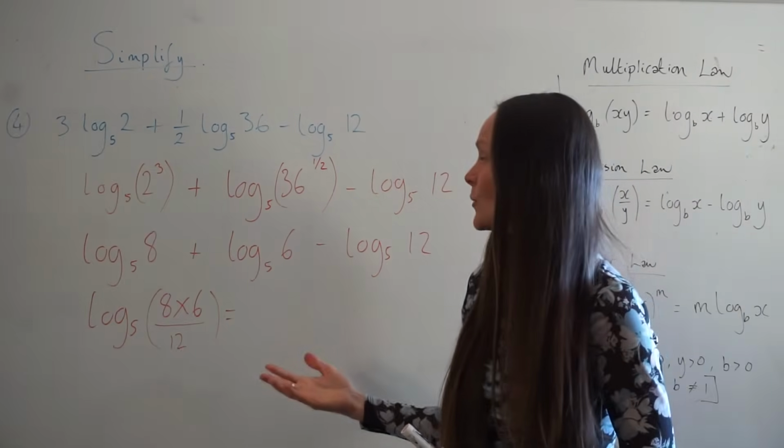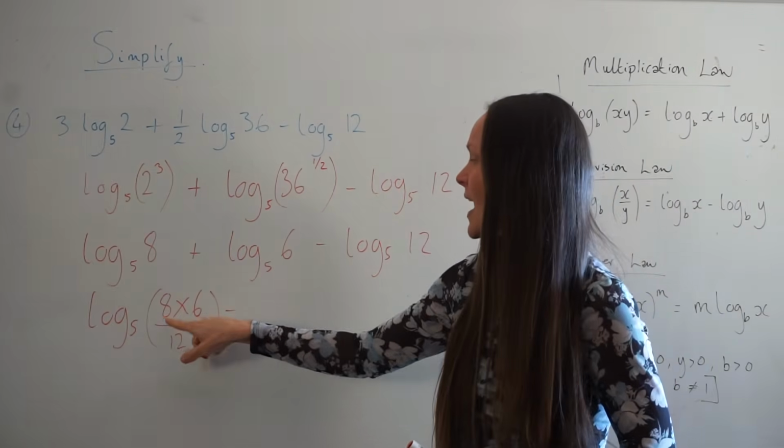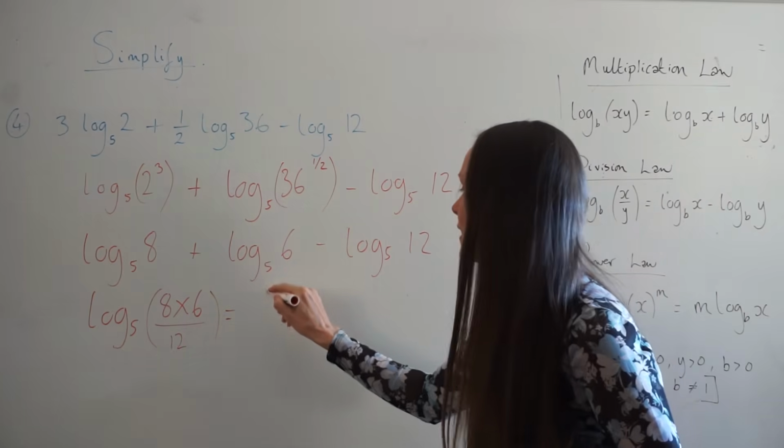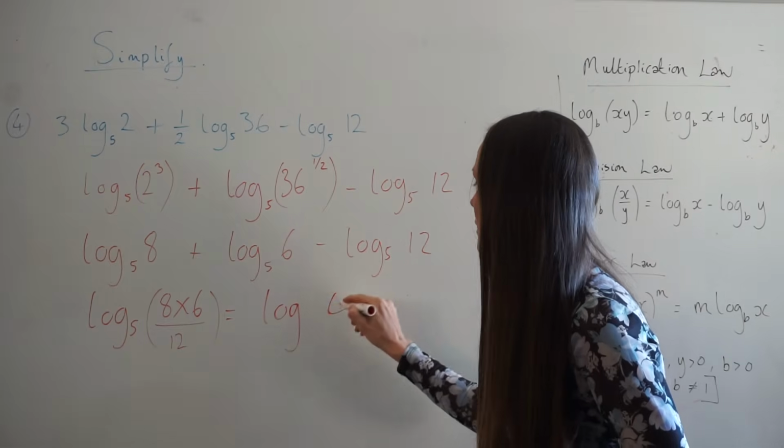So here we can simplify one more time. You can work this out. 8 times 6 is 48. Divided by 12 is 4. So the final answer is log 4 base 5.